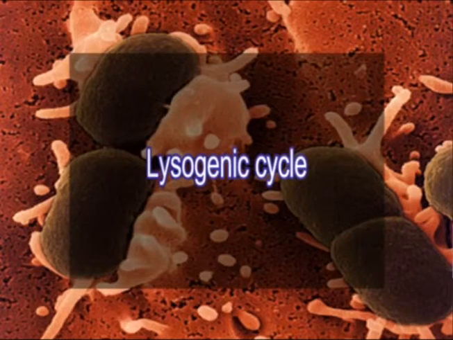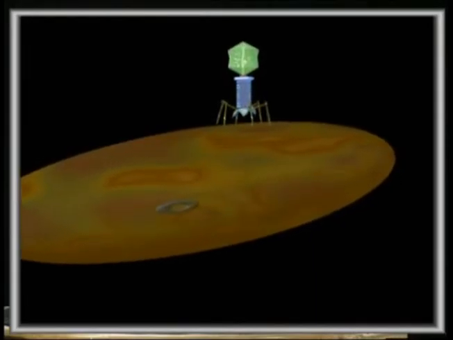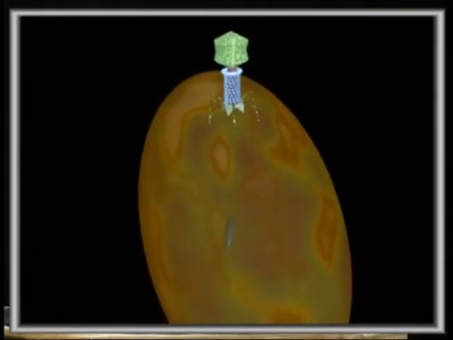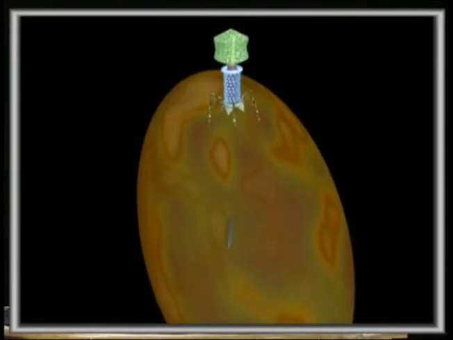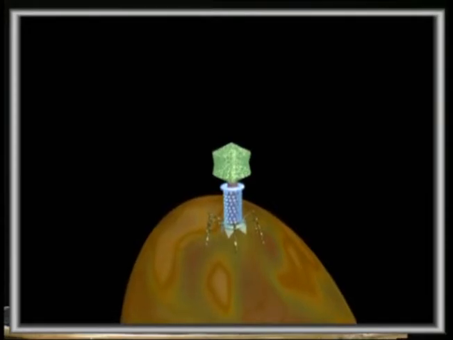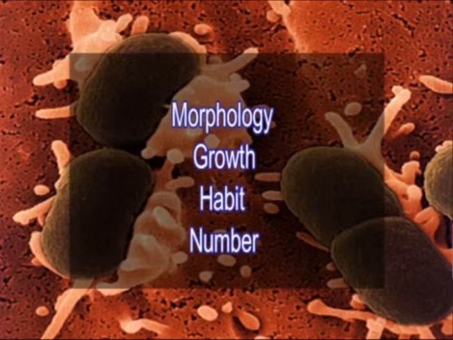The lysogenic cycle. Lysogeny is a transforming interaction which results in the integration of the viral genome into the host genome and the permanent transformation or alteration of the host cell with respect to morphology, growth habit, and the like. In lysogeny, the phage remains latent or inactive.